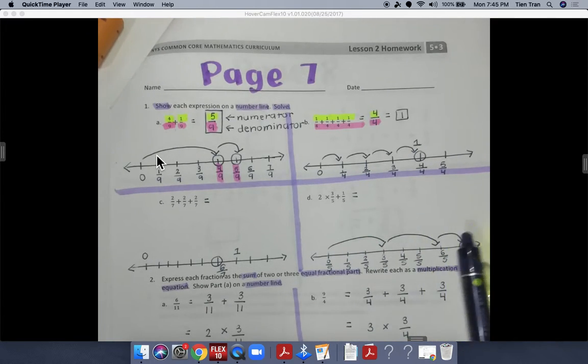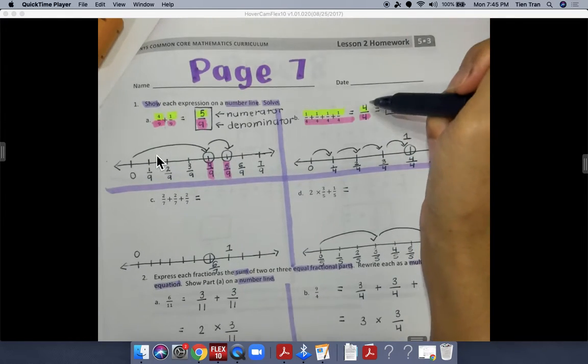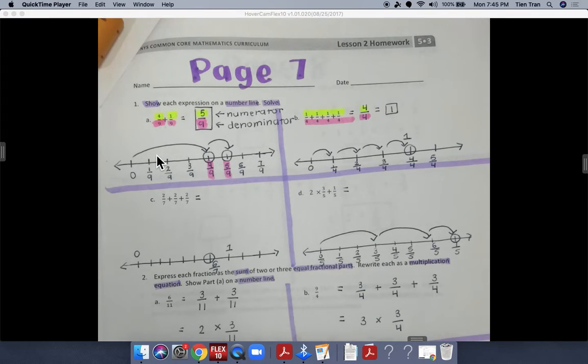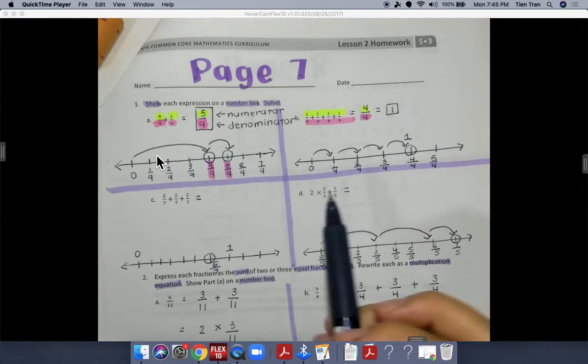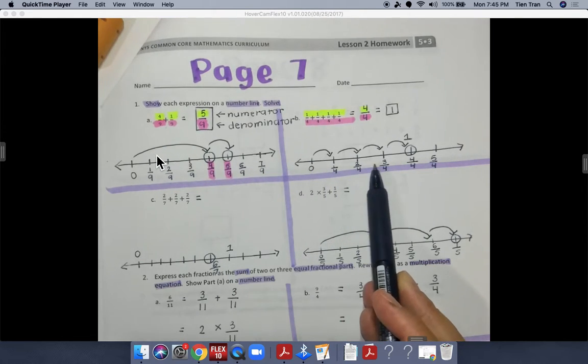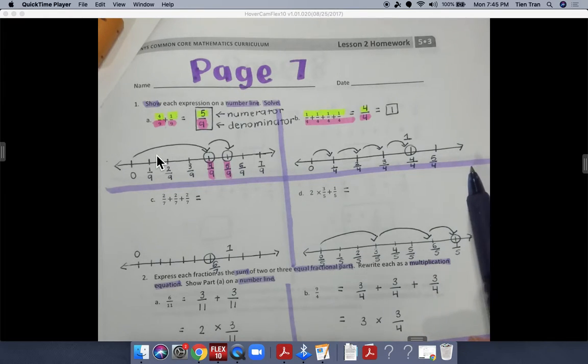Now, remember I told you before that this bar right here is called a division bar. So 4 divided by 4 is equal to 1. So to show that on a number line, I marked my fourths. So right here I have 0, and then I have 1/4, 2/4, 3/4, 4/4, 5/4. I added the 5/4 just in case I needed it.